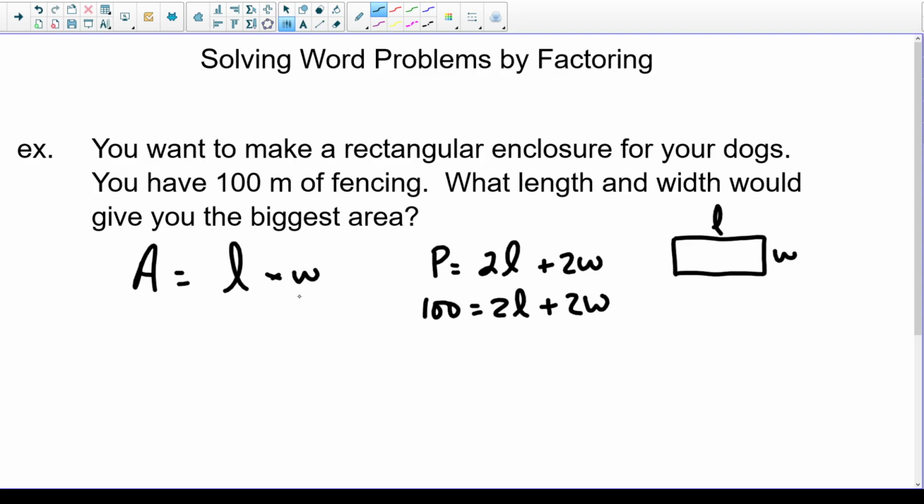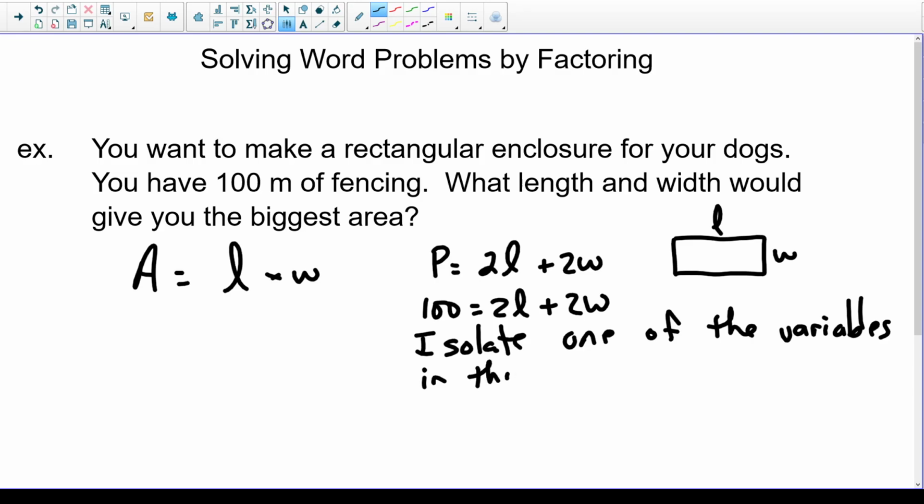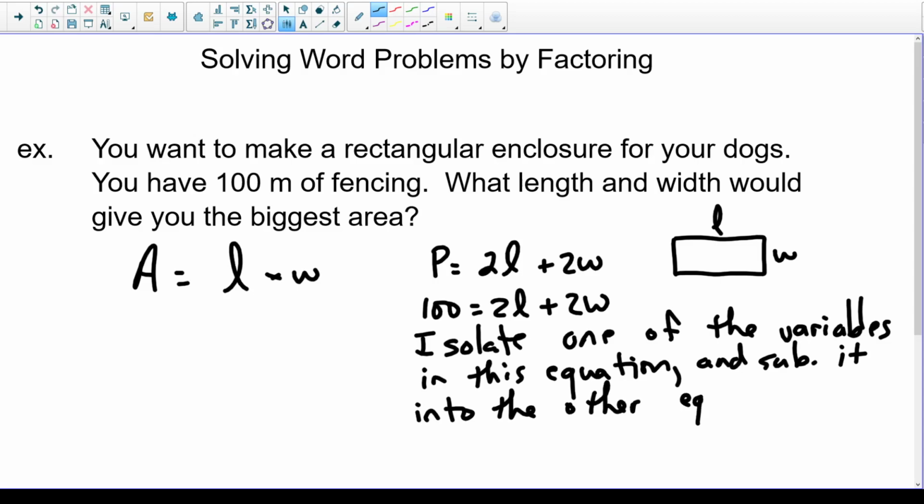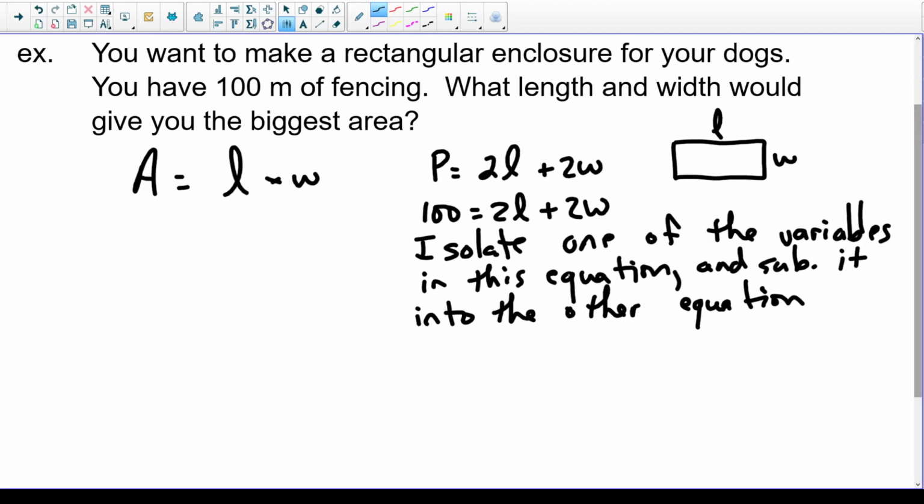Now the problem is neither one of these equations is quadratic. We have to somehow make one of the equations quadratic. What happens in math is when you have one equation that's equal to a number that has the exact same letters or variables in it as the other equation, what we normally do is we isolate one of the variables in this equation and substitute it into the other one. So that's what we're going to do. We're going to take this equation right here, isolate one of the variables, and substitute it into the area equation.